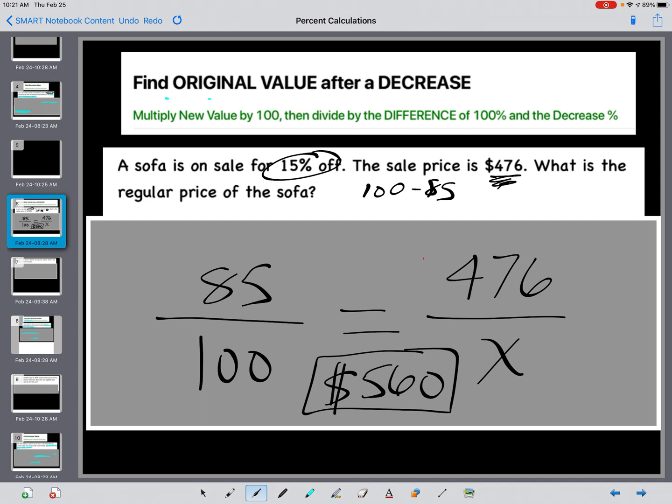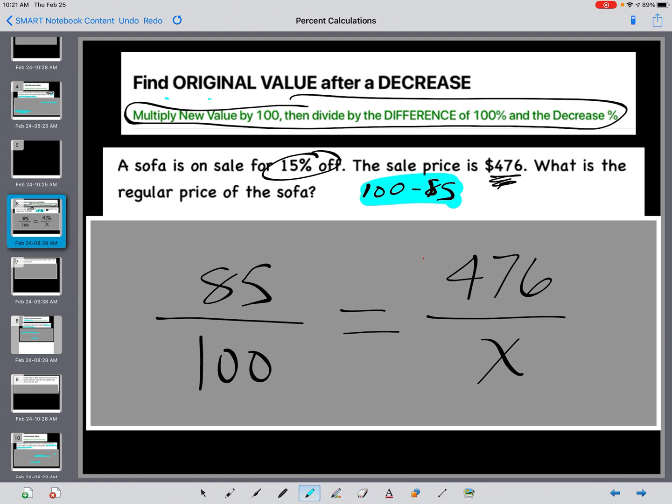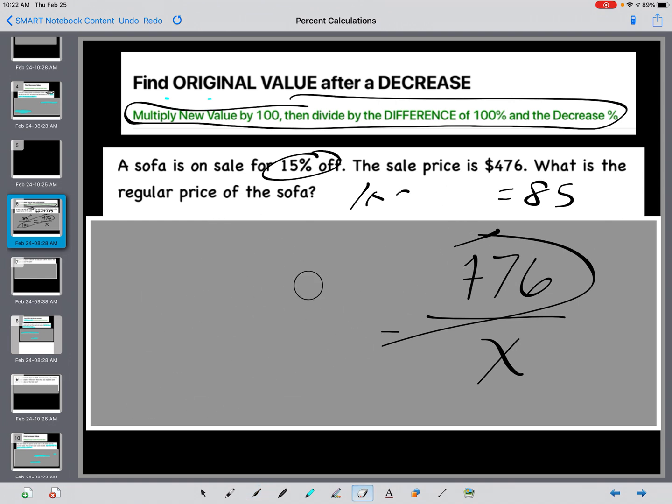Going through that, you can see now this wording would make sense because we're going to multiply the new value by 100, which is what we did when we cross multiplied, right? 476 times 100. And then we divided that by the difference of 100% and the decrease percent. That's how we found the difference. We did 100 minus 15 right here. 100 minus 15, that's how we got that 85. And so that's exactly how we did this. We multiplied these, and then we divided by that difference. So that's finding the original value after a decrease.